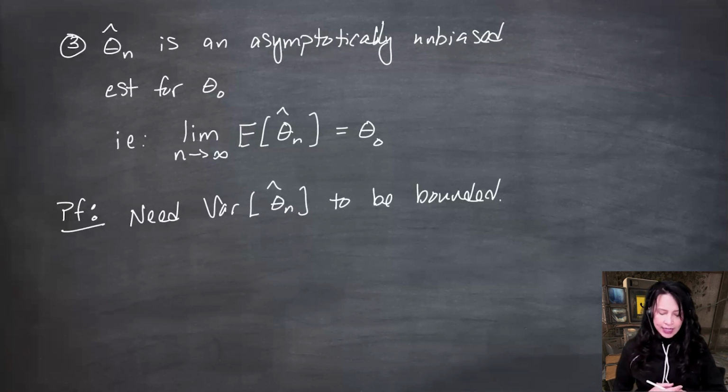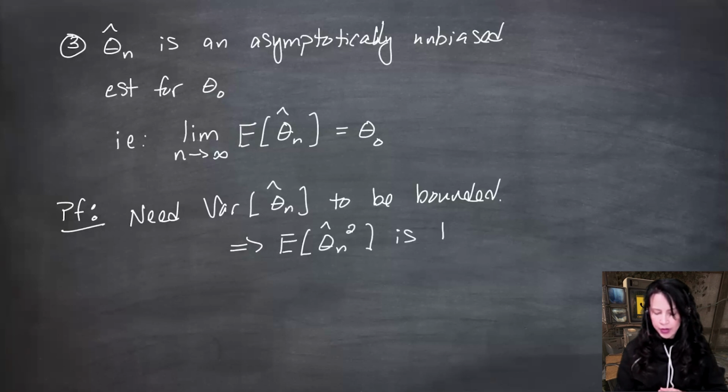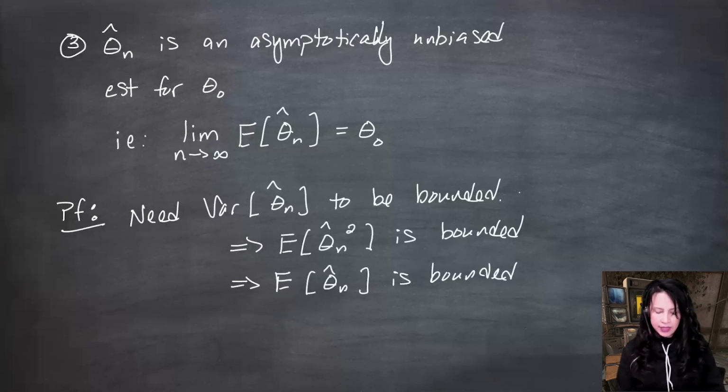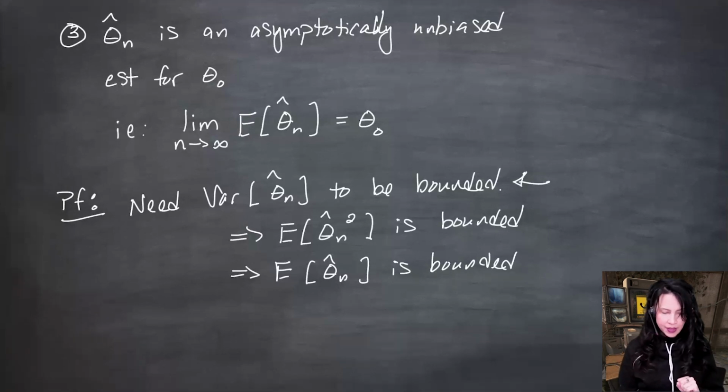But if the variance is bounded, this implies that the second moment of the MLE is bounded, and this implies that the first moment is also bounded. So this is the condition I'm going to impose. It is a sufficient condition to get us the asymptotically unbiased result that we want. And so assuming that, let's see how we get this result.